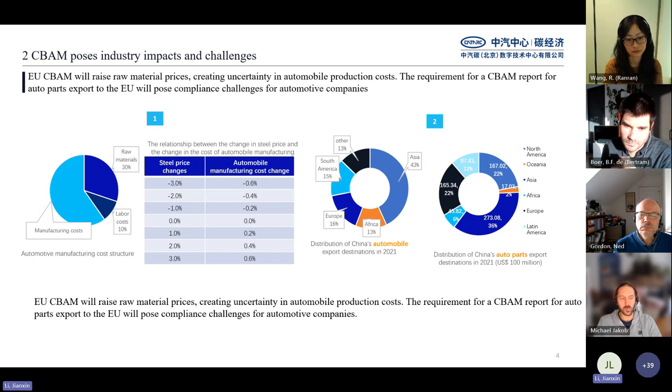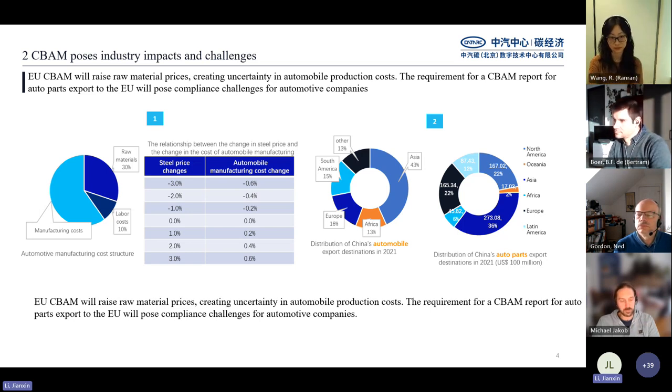So the first pressure for us is that we are facing an increase in production costs. The EU is one important international market for Chinese auto companies, especially when our domestic market is shrinking. We have a lot of auto companies that keep increasing their capacities, so these products need to go somewhere, maybe international markets. So a company outside of the EU needs to pay.